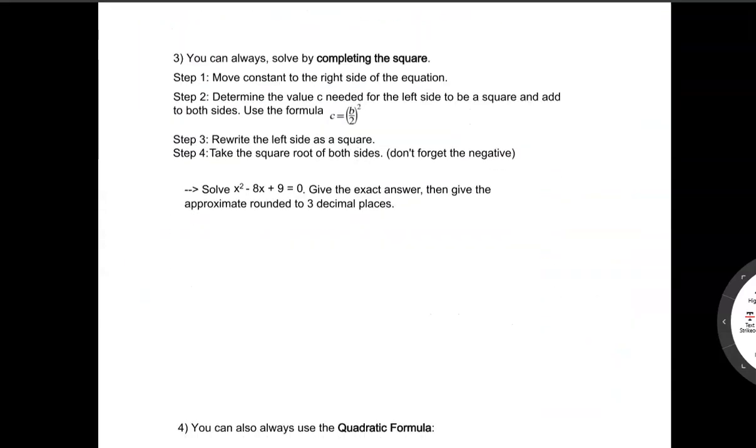Okay, we are back for the second video from section 3.2. In the first video, we talked about the first two ways that you can use to solve a quadratic equation, and both of those could only work in certain circumstances. But if those circumstances are met, you want to use one of those two.